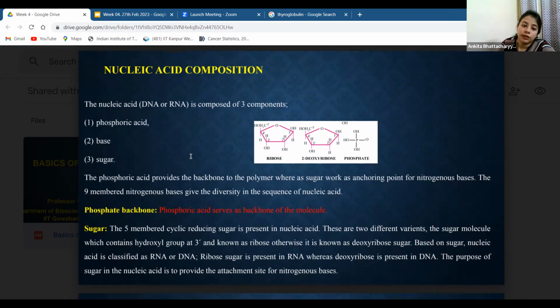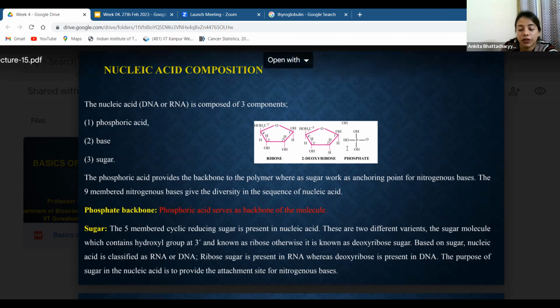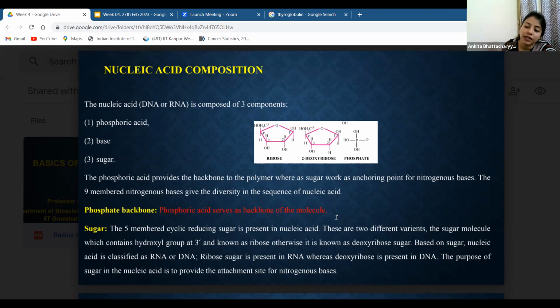Now we come to the structure or composition of a nucleic acid. A nucleic acid, whether it be DNA or RNA, majorly has three components. The first is that it must have a nitrogenous base. Majorly, there are four bases, whether it be DNA or RNA. There is adenine, guanine, thymine, and cytosine, or there is adenine, guanine, uracil, and cytosine in the case of RNA. So this is the nitrogenous base.